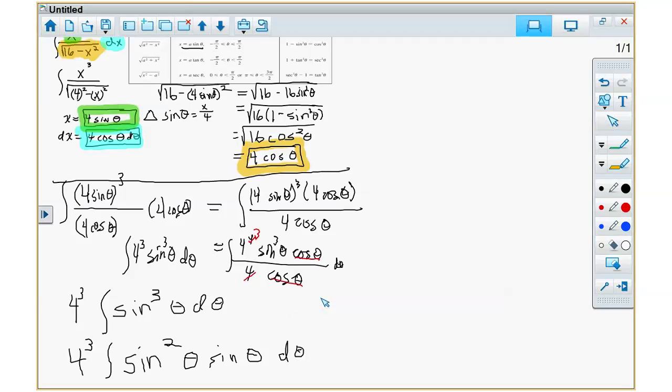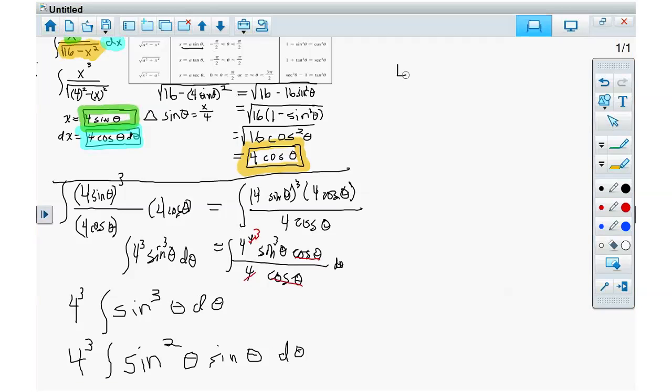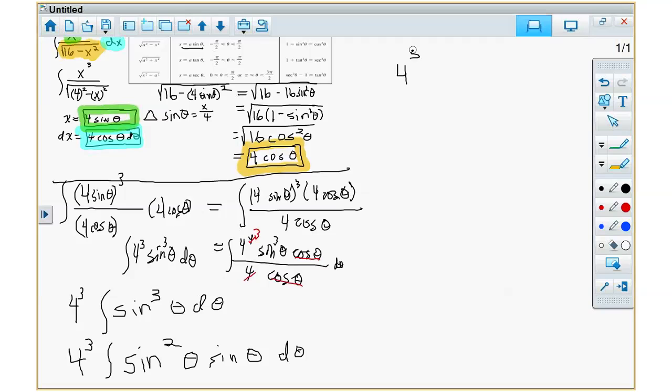All right, so now we change sine squared theta into 1 minus what? So that's going to be 4 to the third. The antiderivative of 1 minus cosine squared theta times sine theta, d theta, and d theta is out here where you can't see it. All right, so that'd be 4 cubed.